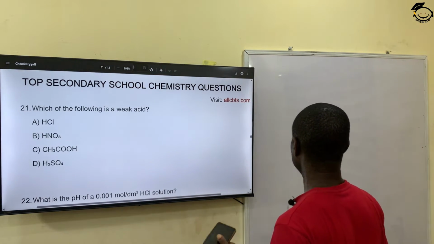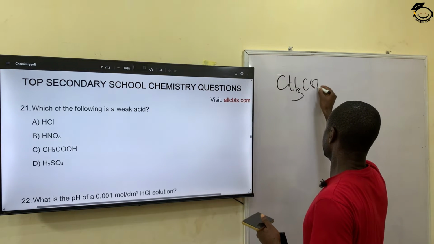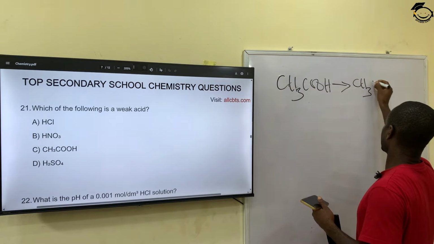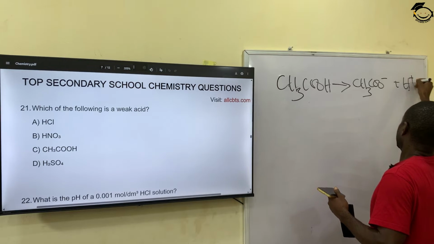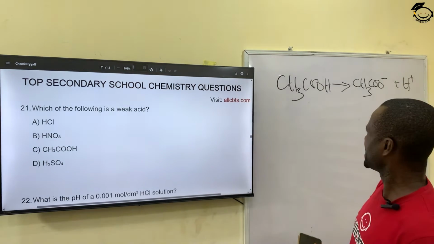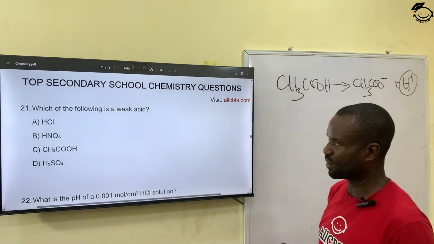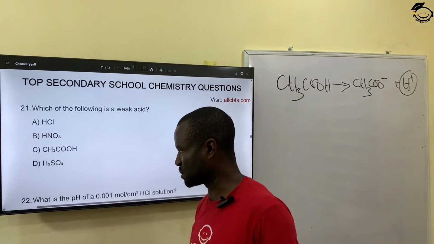So dissociation of a weak acid in this format will give you CH3COO minus plus hydrogen ion. So this will find it difficult, will be reluctant to release. That's why we call it a weak acid, unlike the other one that can easily dissociate.